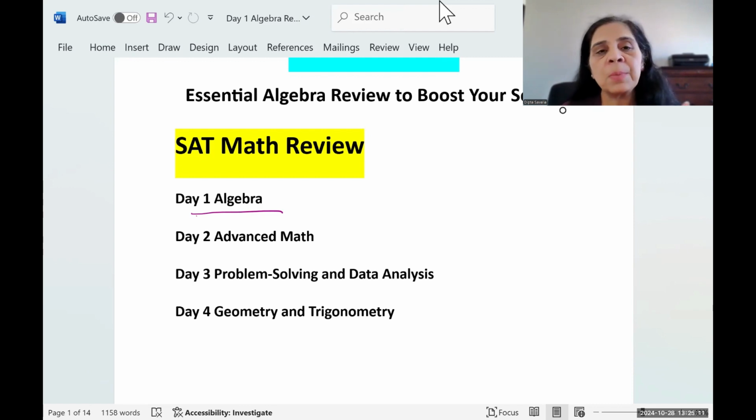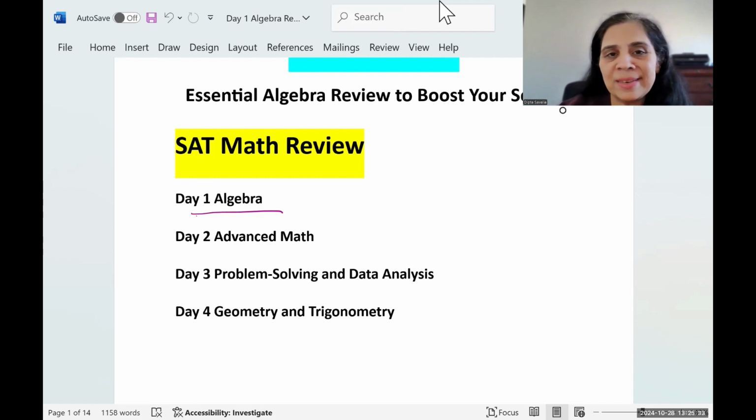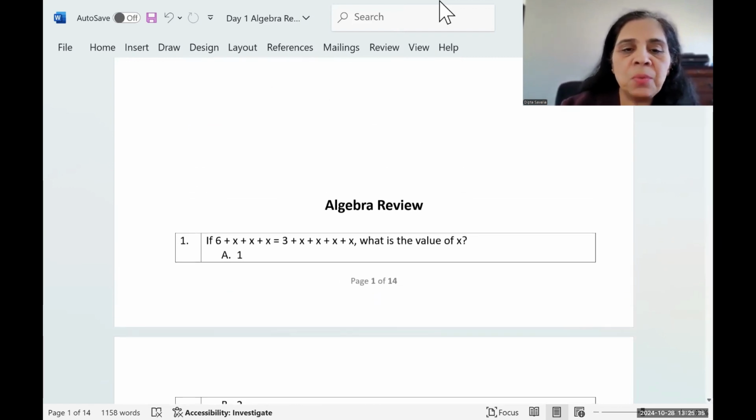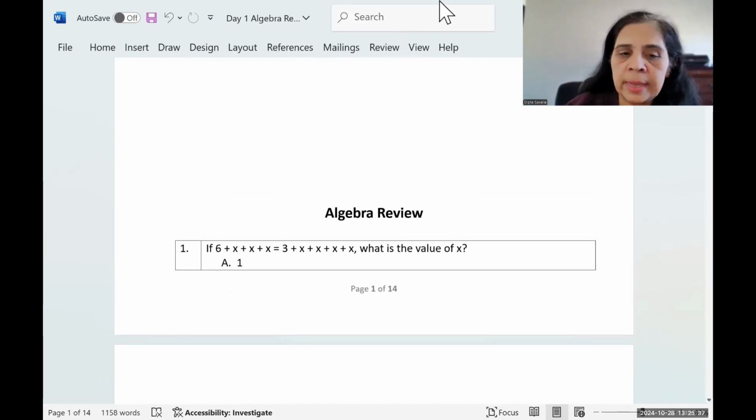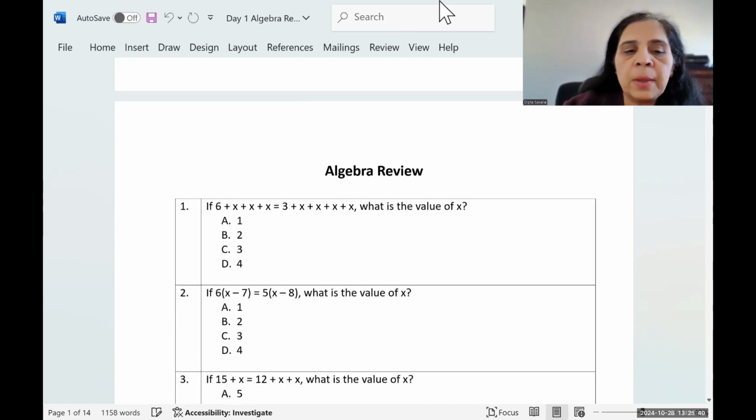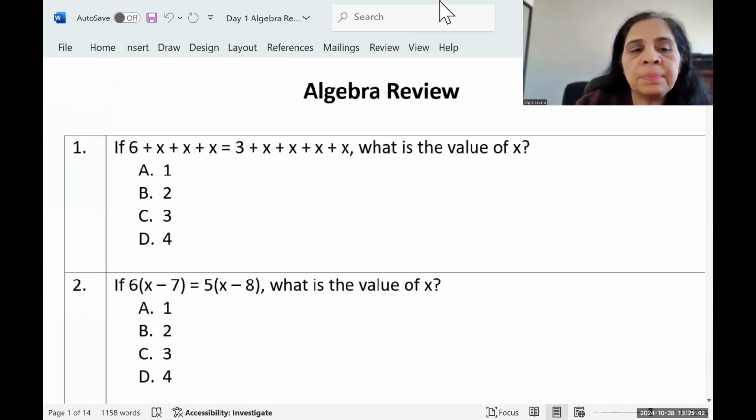Some questions I'm covering from my practice problem sets, some from Khan Academy, and some from College Board. So everything you need to know for algebra, we have here. Stick with it to the end. You will see a lot of different strategies and you will boost your score. So let's dive in. The first question here is algebra.